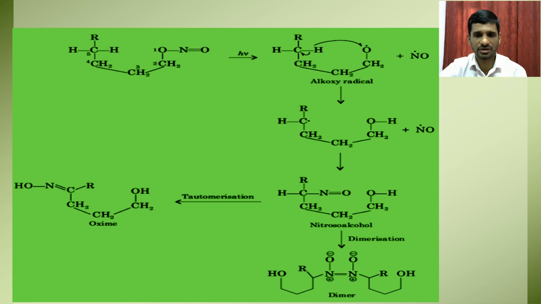And the pi electrons of this double bond will shift in between the carbon nitrogen bond. So this double bond of nitroso will become single and the single bond between carbon and nitrogen will become double. As a result of tautomerization, the nitroso compound is converted into oxime. So this is the mechanism of the Barton reaction, and it explains how alkyl nitrites are converted into nitroso alcohols and are further changed into oxime.